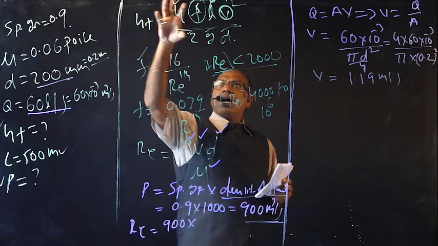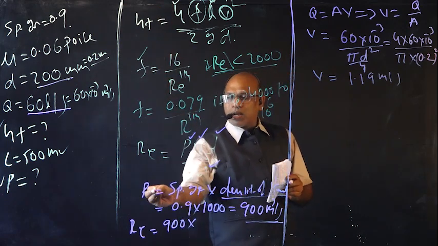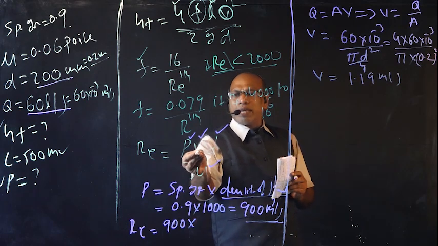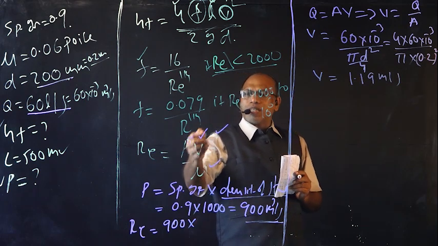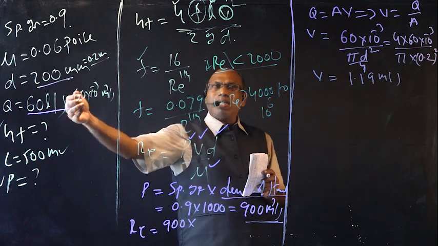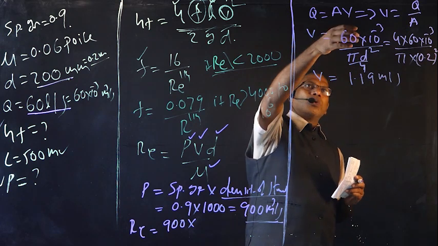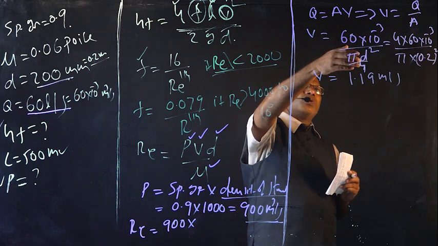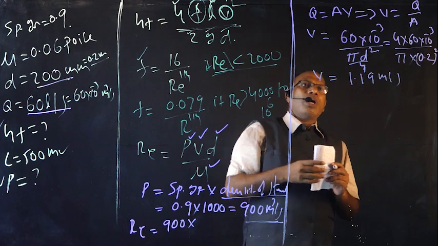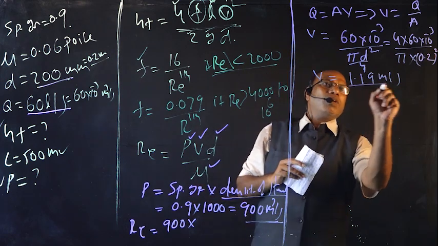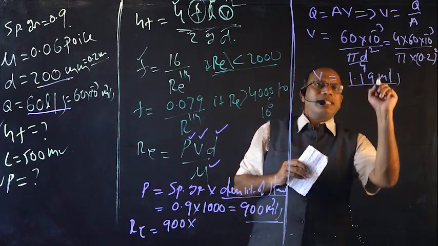The velocity is unknown. For the determination of the Reynolds number, we should know the velocity. For that, we have determined the velocity by using the given discharge. Q is equal to AV, that is V is equal to Q by A. Here Q is known to us and the diameter is also known to us. Based on these values, we have determined the velocity is equal to 1.19 meter per second.